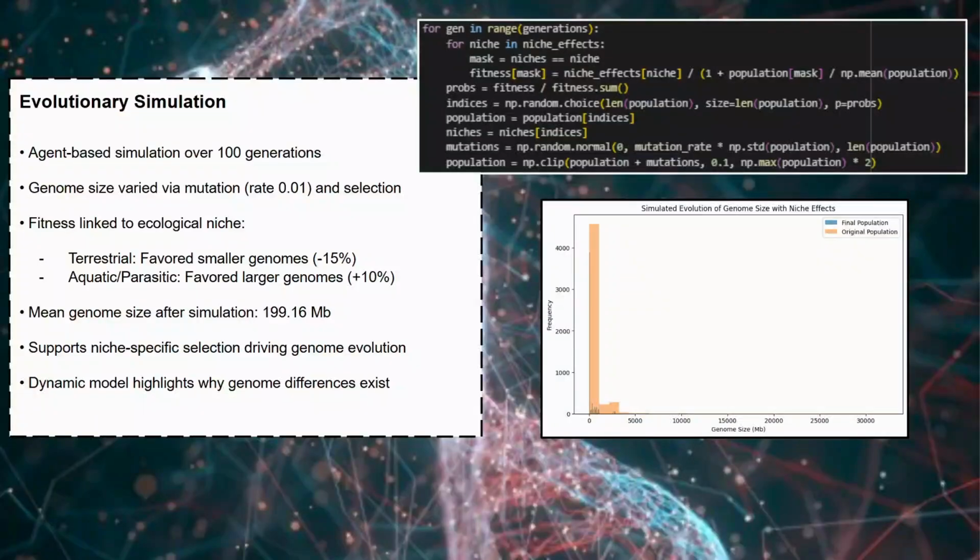Environmental pressure can drive genome evolution, shaping organisms to better fit their ecological context, even at the genomic level. This simulation allowed us to move beyond static data and into a dynamic evolutionary perspective, highlighting not just what differences exist, but why they might exist.